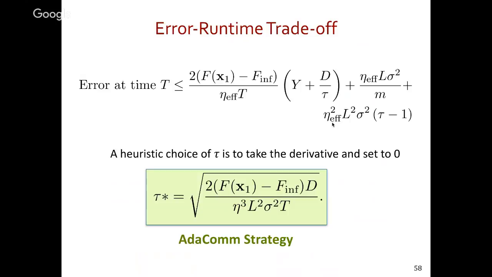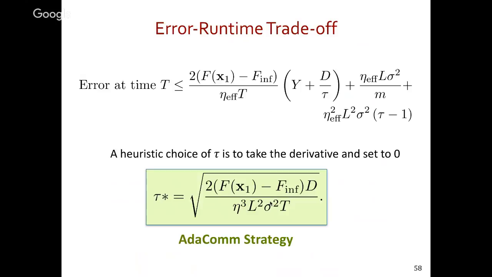So obviously this is not the true optimal because we are using the upper bound on the error and then taking a derivative of that. But this is a heuristic choice, and that is the strategy that we are proposing, and this is called the ADACOMM strategy. So we choose to set the number of local updates as shown over here.